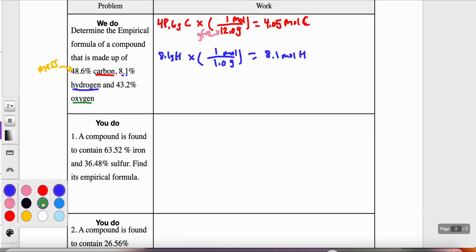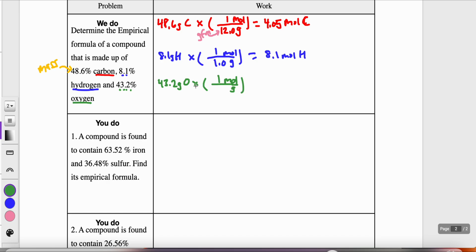Now we'll carry the math on, but this time we will do it with the oxygen, and we have 43.2 grams of the oxygen. We need to change that mass also into moles. And 1 mole of oxygen atoms, according to the periodic table, has a mass of 16.0 grams. So 43.2 divided by 16 leaves us with 2.70 moles of oxygen. Next step.